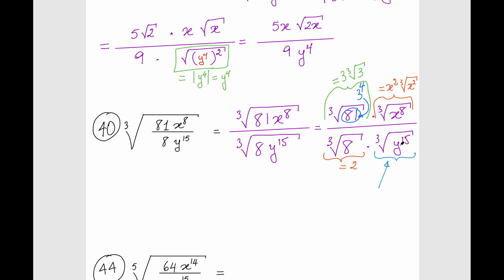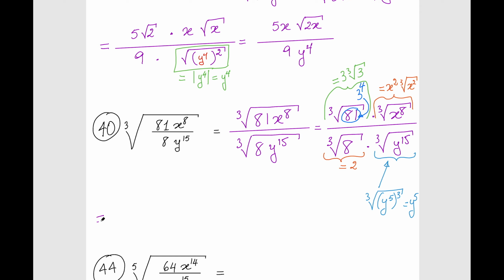this is the third root of y to power 15. Y to power 15, the largest multiple of 3 and 15 is 15 itself. So that's the same as the third root of y to power 5, cubed. And this is of the form the nth root of the nth power of something, and that thing is y to power 5. So the answer is y to power 5 for this. Okay.